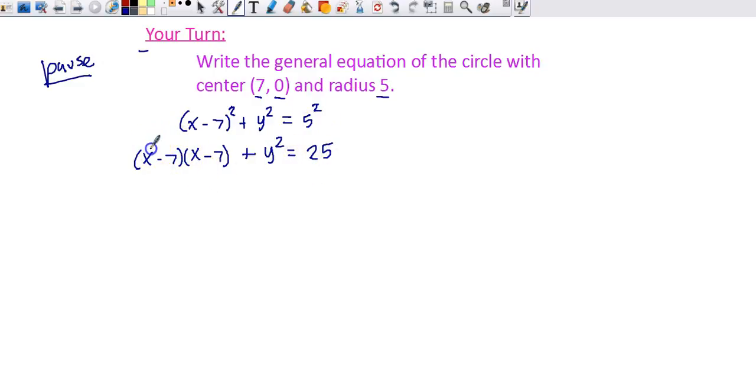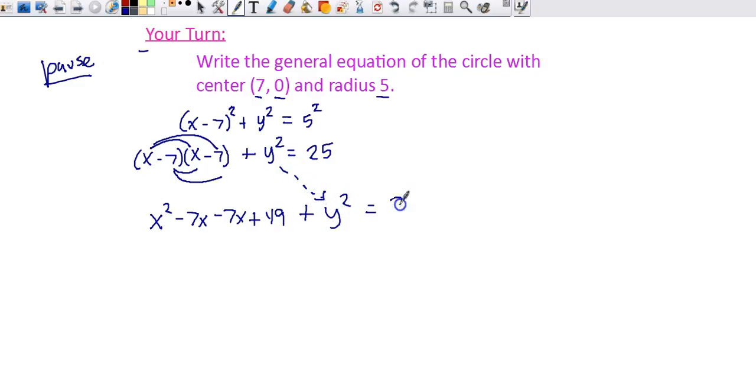The next step is to multiply these together. So this is going to give you x squared minus 7x minus another 7x. So that'll be 14. It's going to get doubled every time you do that. And the last one will be 49. You've got your y squared here. And of course your 25. Those are going to stay there. And so combining like terms, you're going to have x squared minus 14x plus 49 plus y squared equals 25.